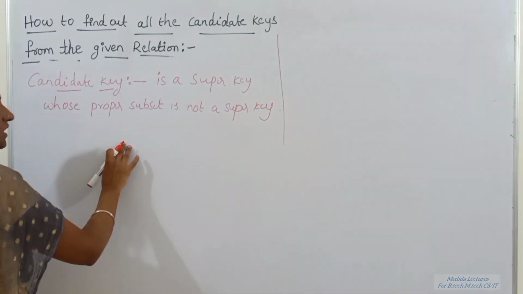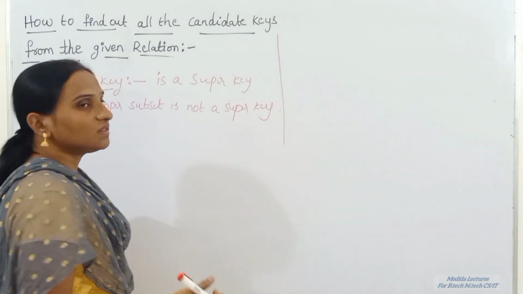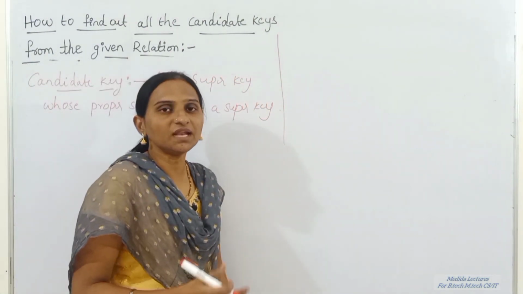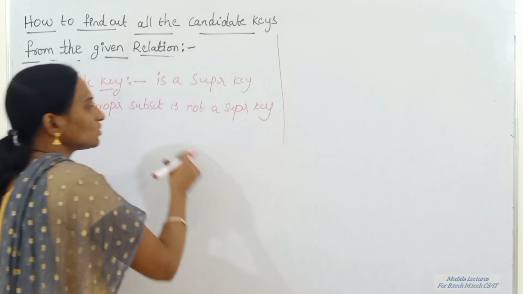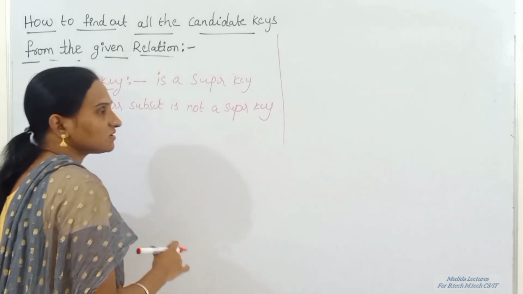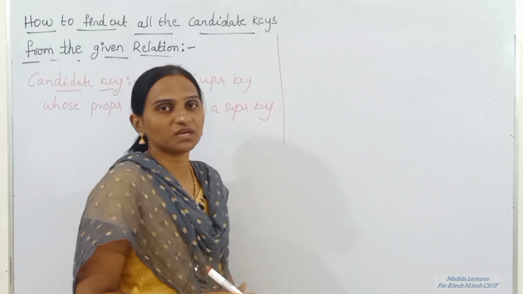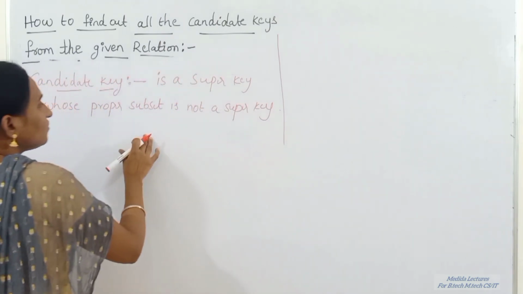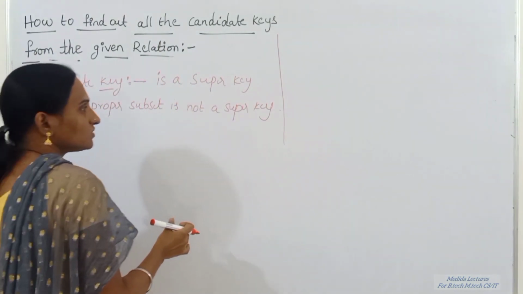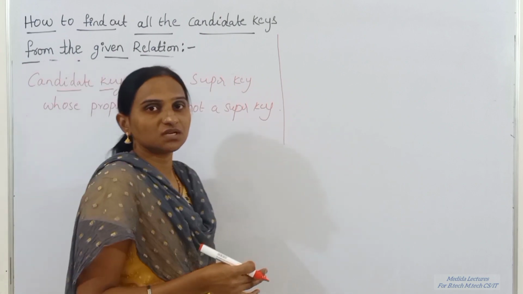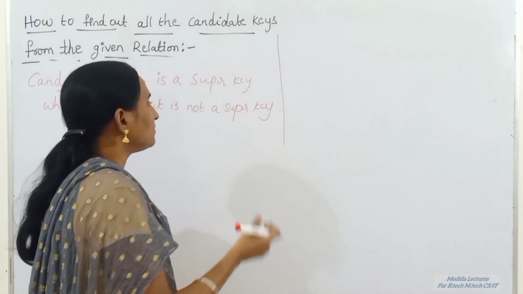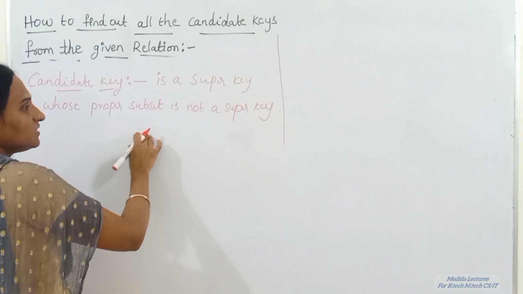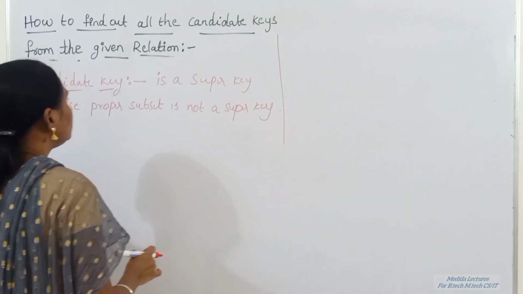What is a super key? Whose closure contains all the attributes of the given relation, then it is a super key. Already I have explained what is super key, what is attribute closure, how to find out the attribute closure and how to find out the number of super keys. Already I explained in previous video. Please check out the video once.